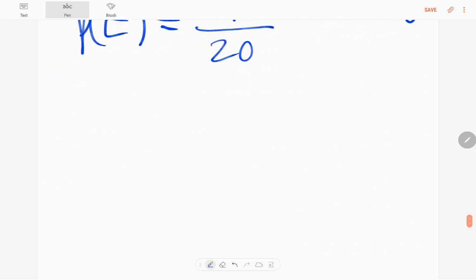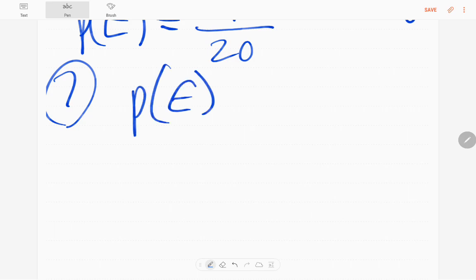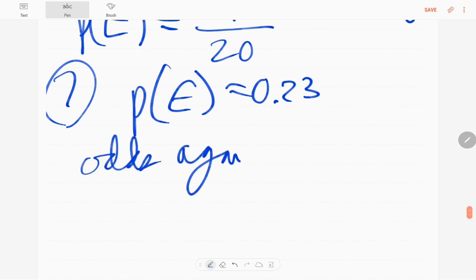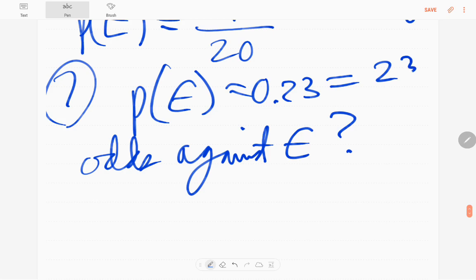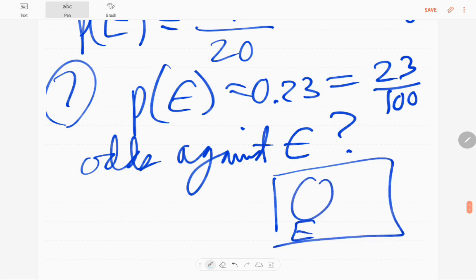Let's try number 7. This time we're given the probability of E is 0.23. What are the odds against E is the question. Okay. Well, you know, you can always convert this to 23 divided by 100 if you want to. And you can even construct a little Venn diagram if you want. Here's E. So the probability of E is the number of things in E divided by the number of things in the sample space, which is 100.